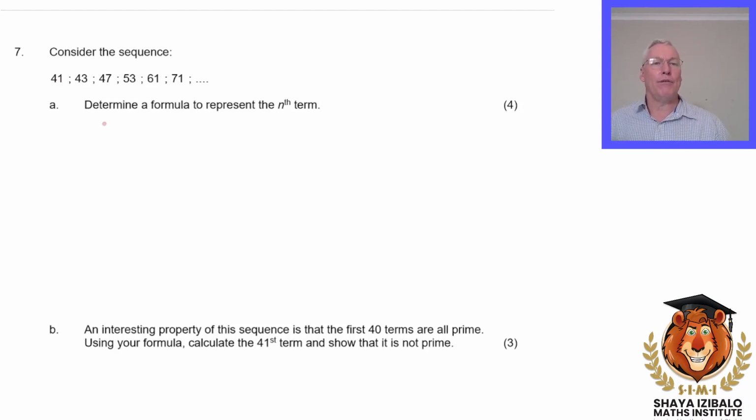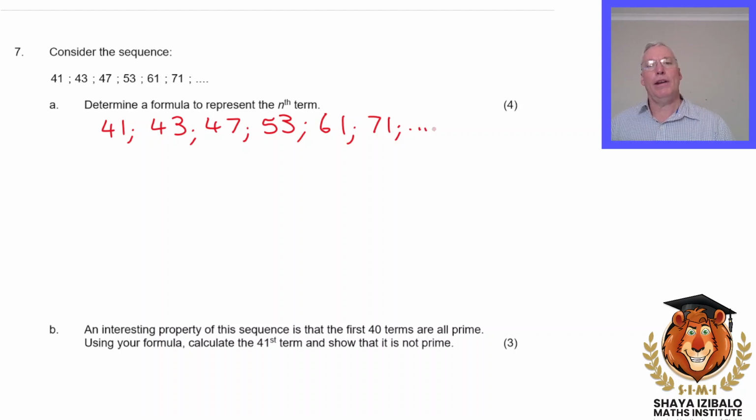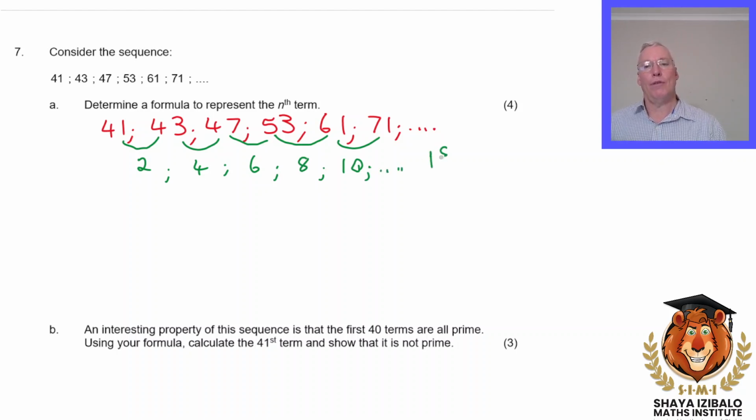Let's write down the first differences. I'm just going to write the terms down again here: 41, 43, 47, 53, 61, and 71. Those are the original terms. Now let's write down the first differences: 2, 4, 6, 8, and 10. Those are the first differences, and they carry on, obviously.